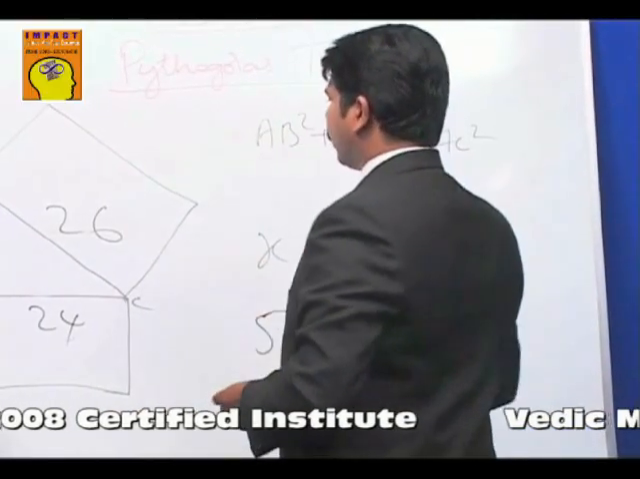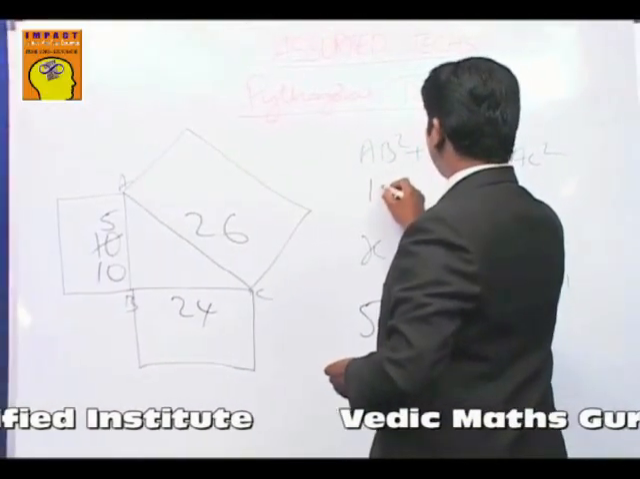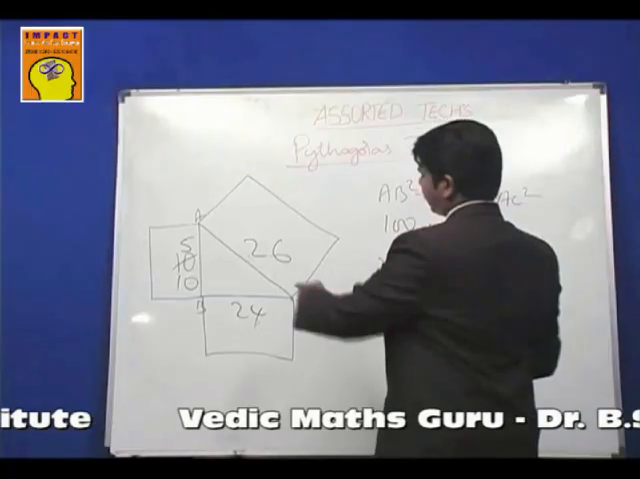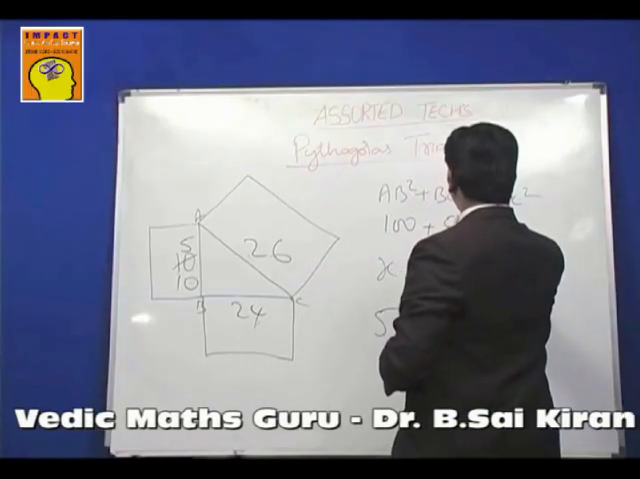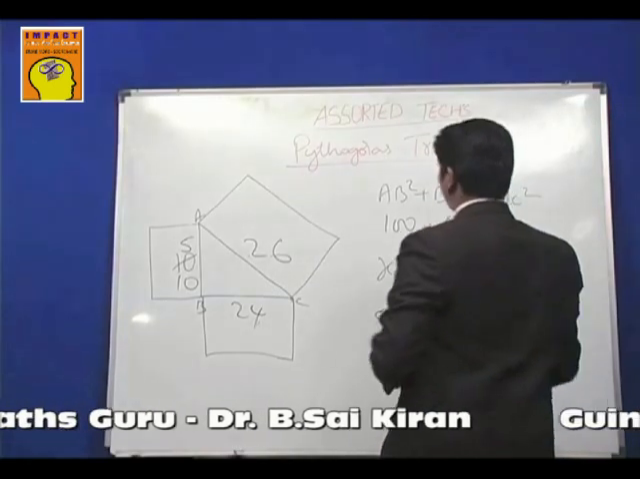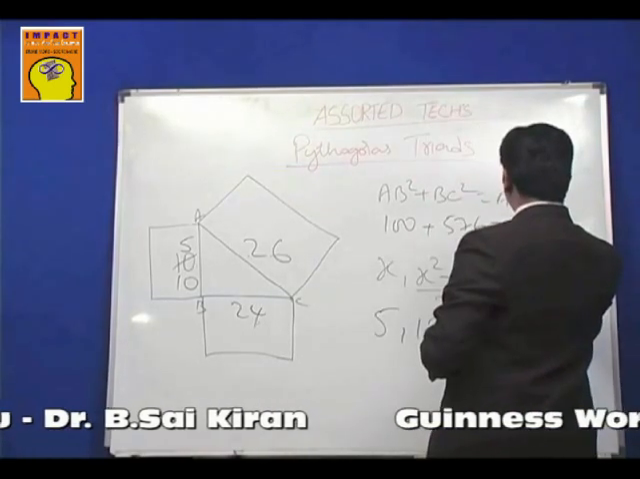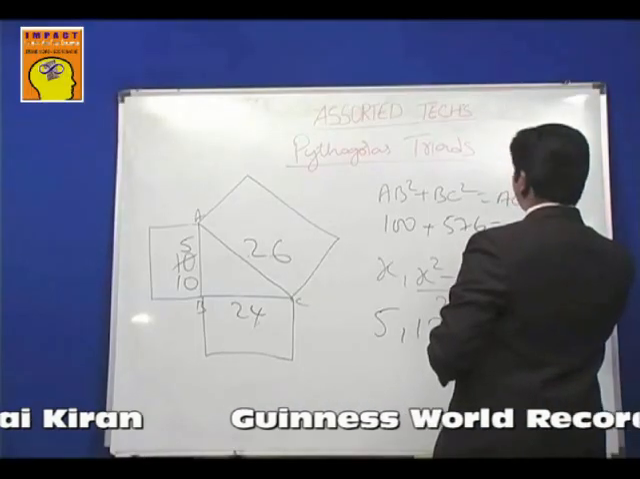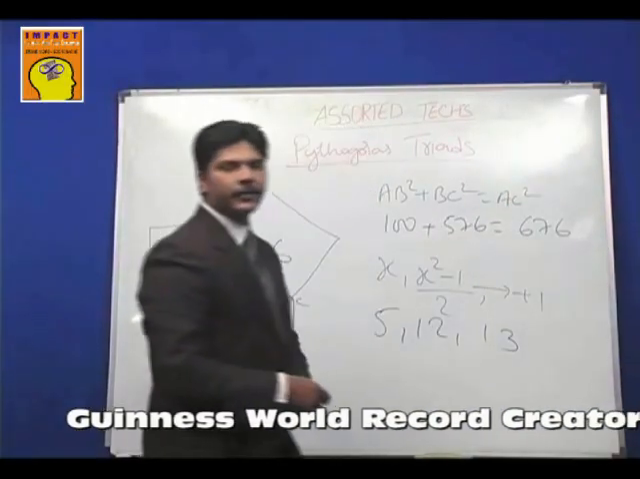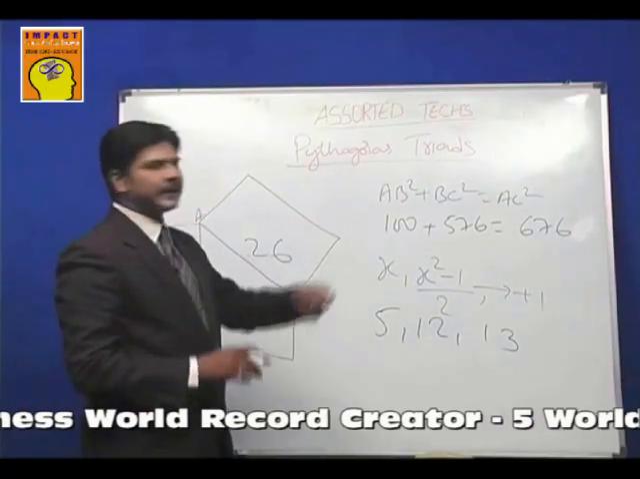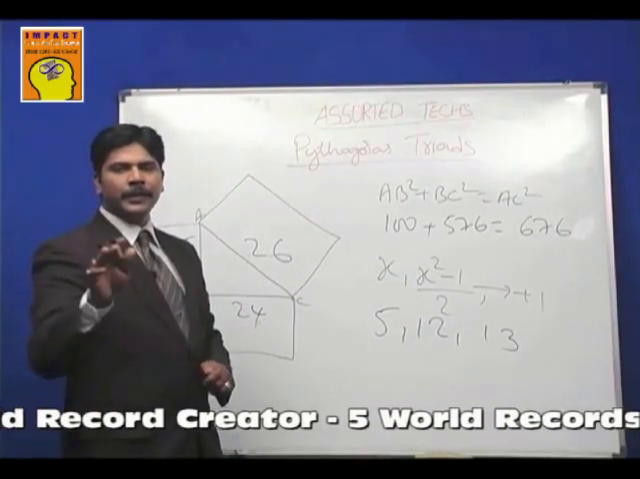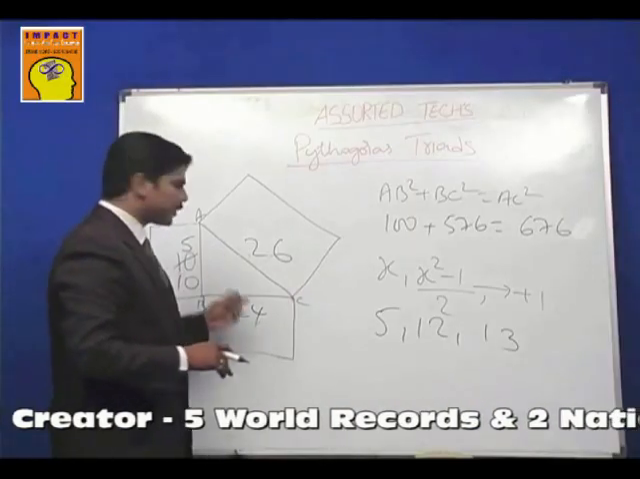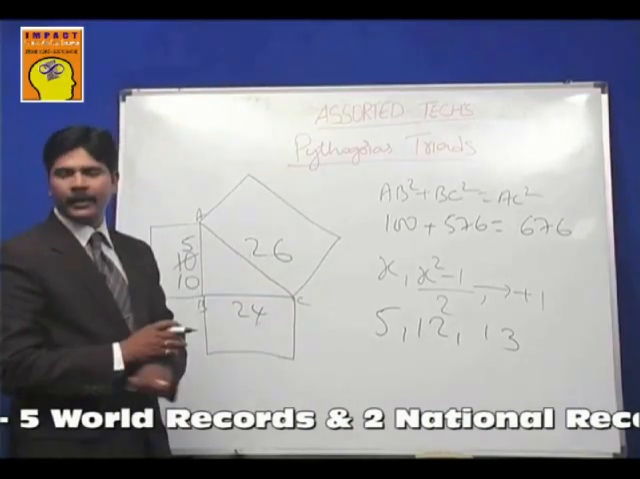Okay, so 10 square is 100 plus 24 square is 576. Now add this up, you get 676. Now check out what's the answer for 26 square. It will be 676. So this is the way you can also use this formula for even numbers.